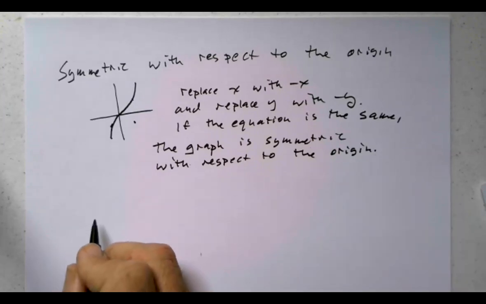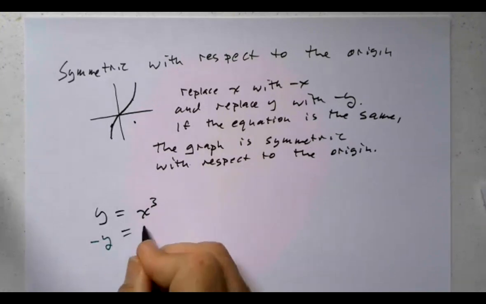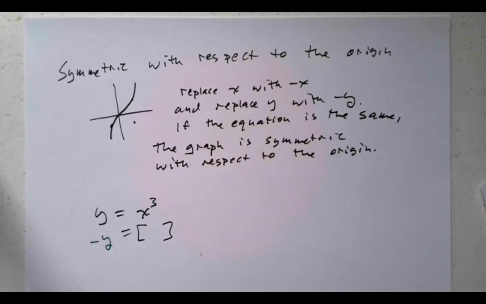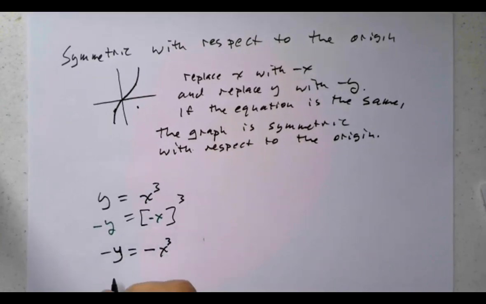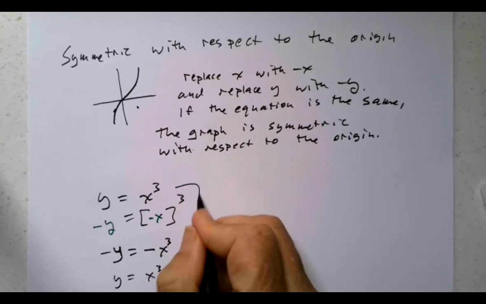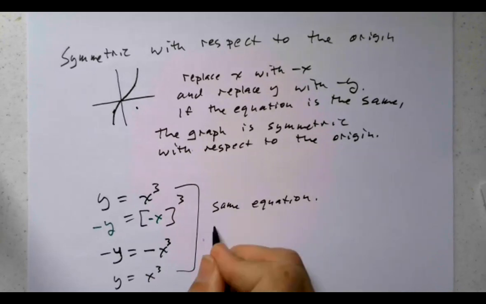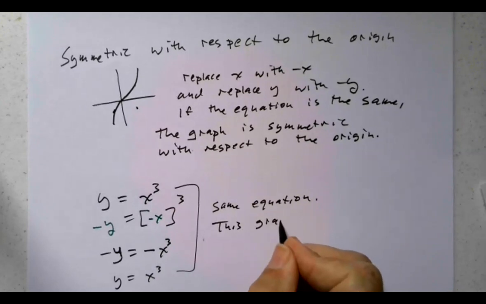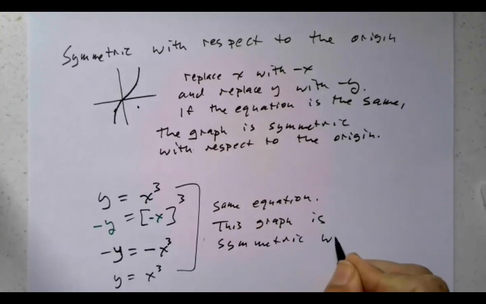So our example here was y equals x cubed. Replace y with negative y and x with negative x. Negative y equals negative x cubed. So I get negative y, negative x, negative x, negative x. That's negative x cubed, which of course yields y equals x cubed. So it's the same. So this graph is symmetric with respect to the origin.